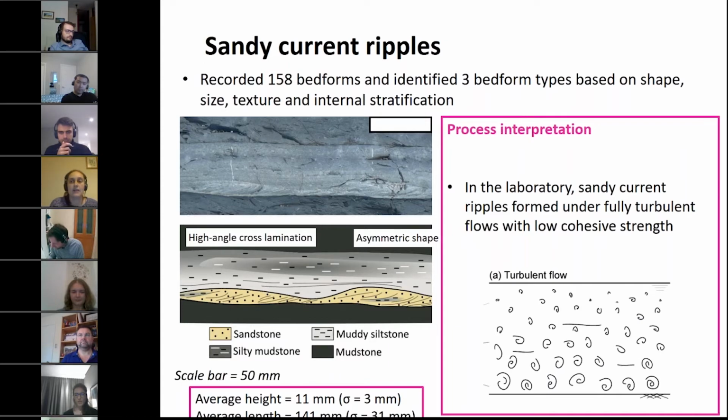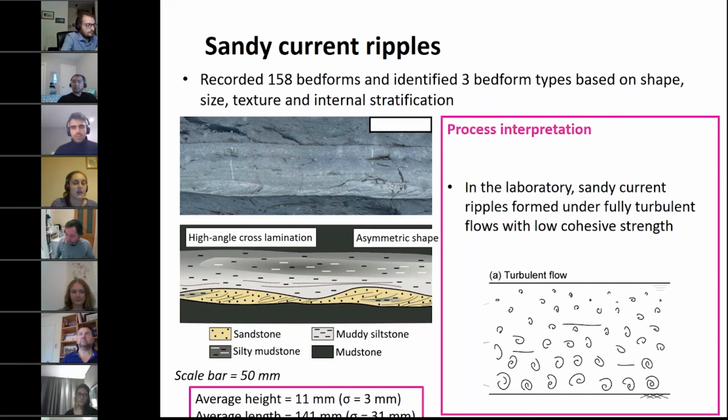So I'm going to dive straight in and show you the different types of bed forms we observed in the field and the process interpretation. So we recorded 158 bed forms, and from that we identified 3 bed form types based on shape, size, texture, and internal stratification. The first bed form I'll present to you is the classic sandy current ripple.